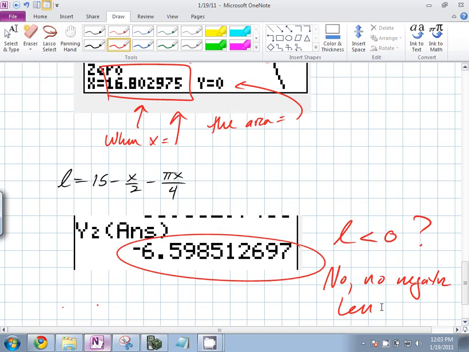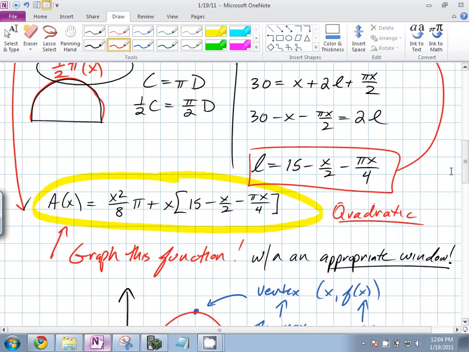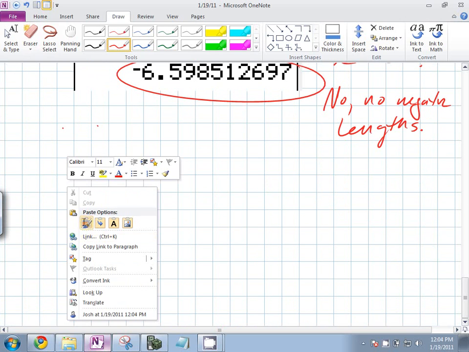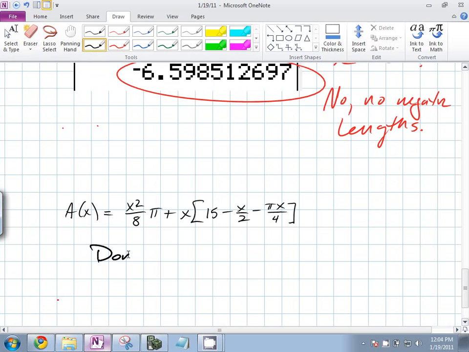So the question is this, everybody. Can x actually be 16.803? No. Let's look at this function right here, A of x. Let's just say I didn't put this in the context of a problem. I just gave you this. If I just wrote this function down, what is the domain of this function? What numbers are you allowed to plug in? If I just asked what's the domain of this function, all real numbers. Why is it all real numbers?